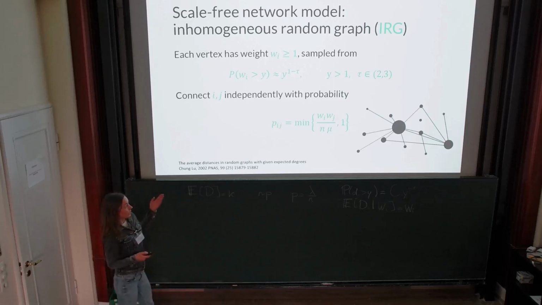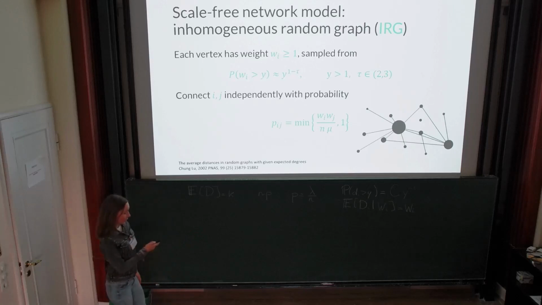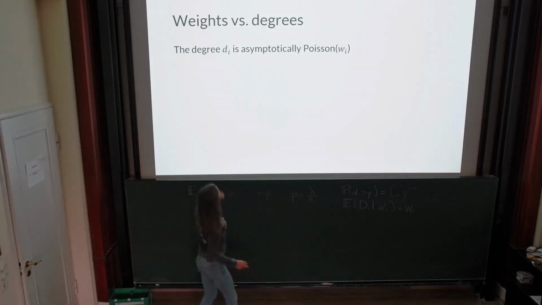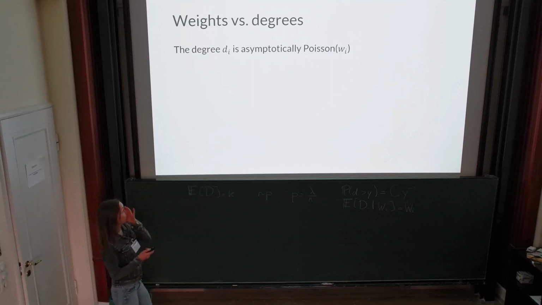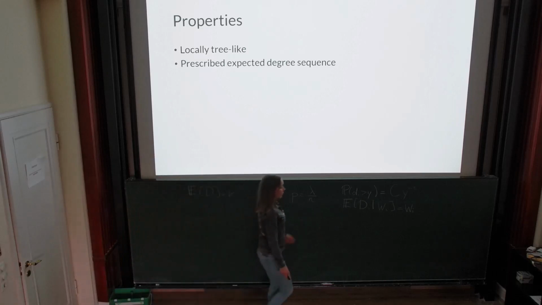So the reason why this model has become so popular is exactly this, that they call it a random graph model with prescribed average degrees. So if you want, you can tune it to your network data if you have them. And indeed, the average degree is fixed. You can be a bit more precise: the degree of vertex i is asymptotically Poisson with the weight of the vertex. So we have a prescribed expected degree sequence.